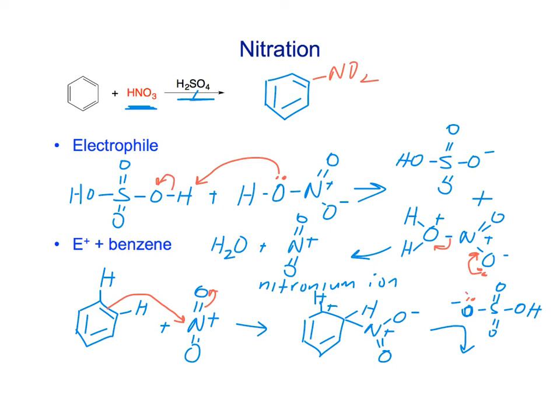So these electrons come over, they pull off the proton that's attached to the same carbon as this nitro group. Those electrons can go down to reform the benzene ring. Okay, so then this forms like this. We get a nitro group plus sulfuric acid. Sulfuric acid can go back up and react, go up and beat up on another nitric acid molecule.